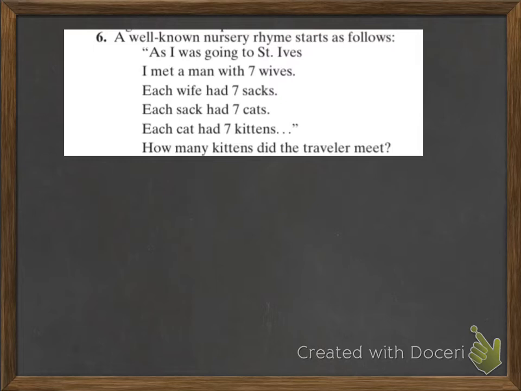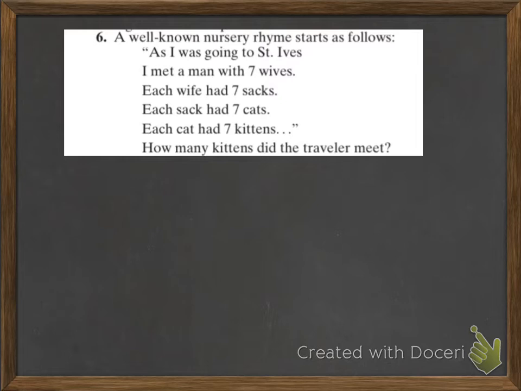All right, let's look at number 6. And 6 is very easy. It's a nursery rhyme. I once met a man from St. Ives. As I was going to St. Ives, I met a man with 7 wives. Each wife had 7 sacks. Each sack had 7 cats. Each cat had 7 kittens. How many kittens did the traveler meet?